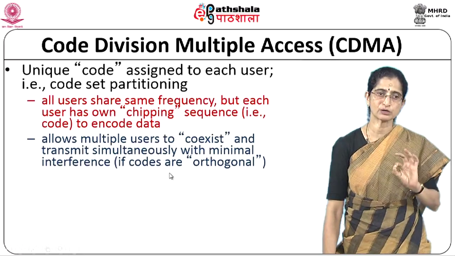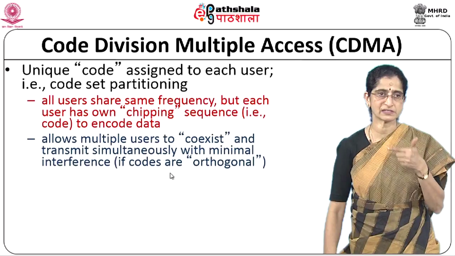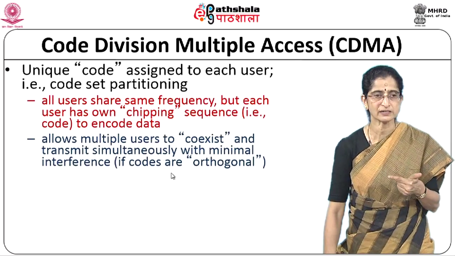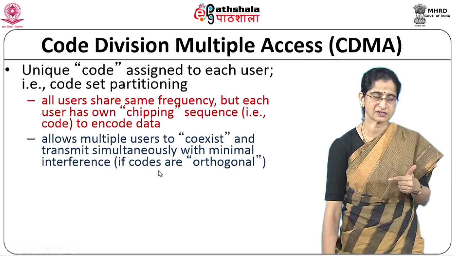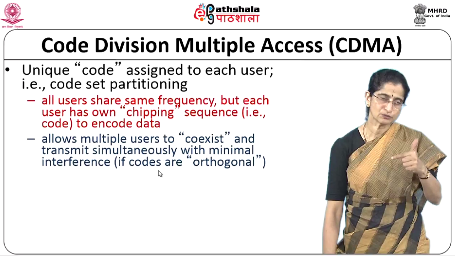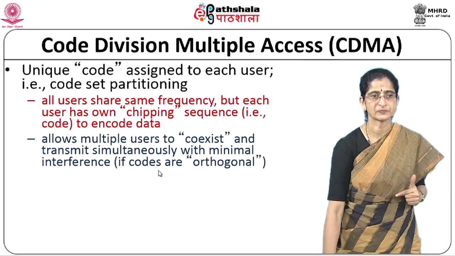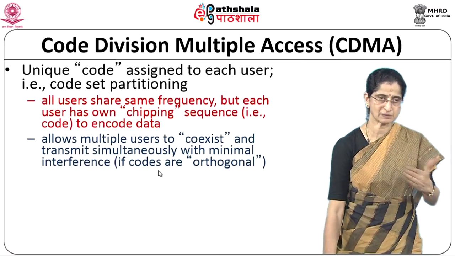Remember, if they are orthogonal, you can always separate them out easily. When we say two vectors are orthogonal, we say x dot y is 0. That's the same idea that we use. If you represent the codes as vectors, and you choose these vectors such that they are orthogonal to one another, you've got codes which are orthogonal to one another. By using such codes, we can now transmit data simultaneously.